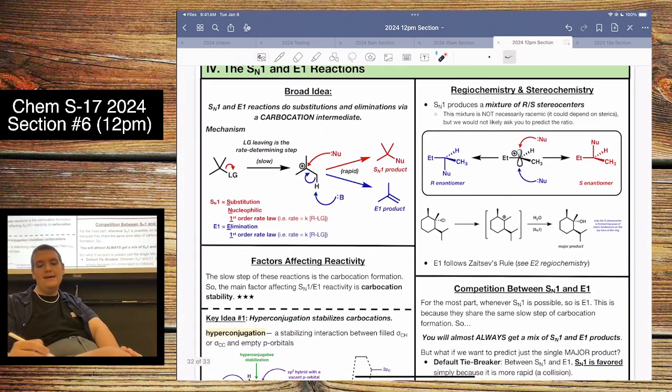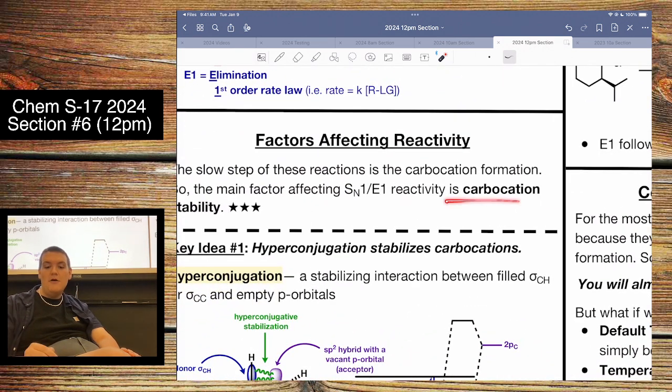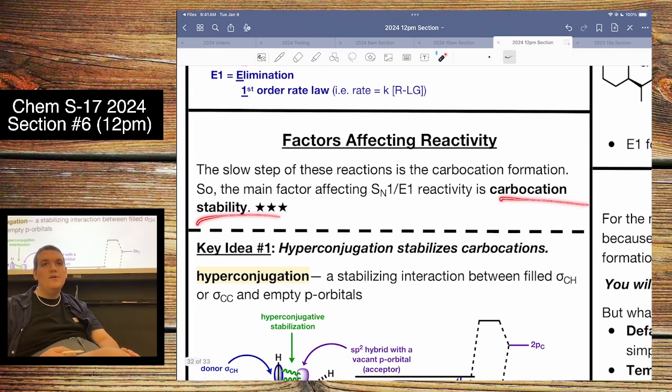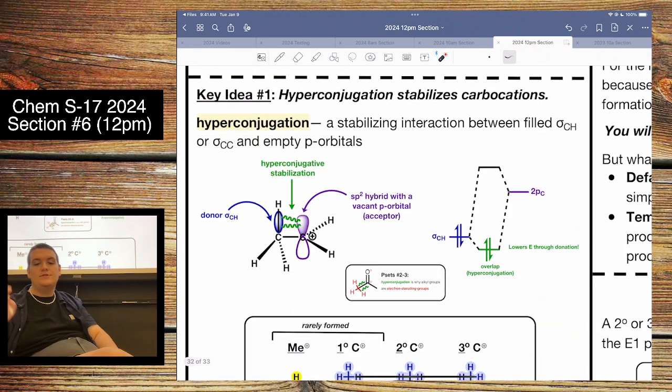So, because you have this slow step for both of them, the major factor for predicting whether or not SN1 and E1 is going to happen is how stable is our carbocation that we form. So we have 2 ways of stabilizing the carbocation. The first one was introduced yesterday in lecture for the first time, and it's called hyperconjugation. And I'm going to give you my very layperson metaphor of hyperconjugation.